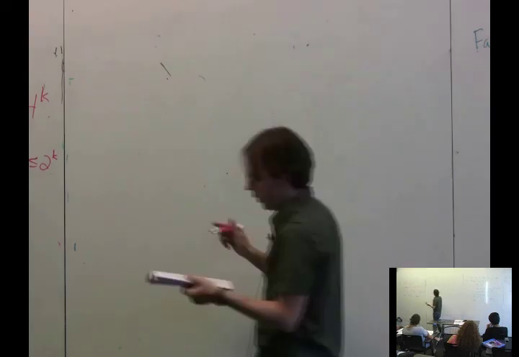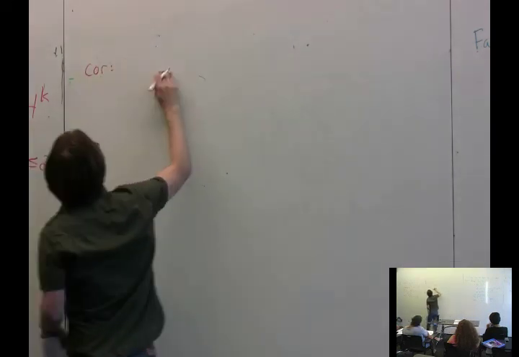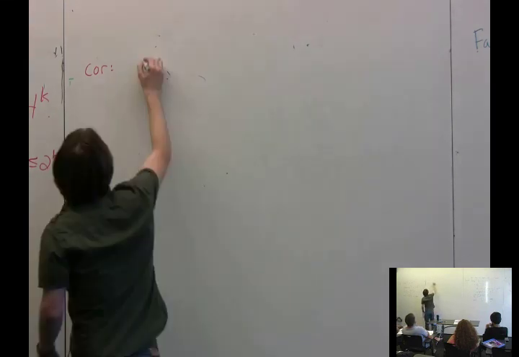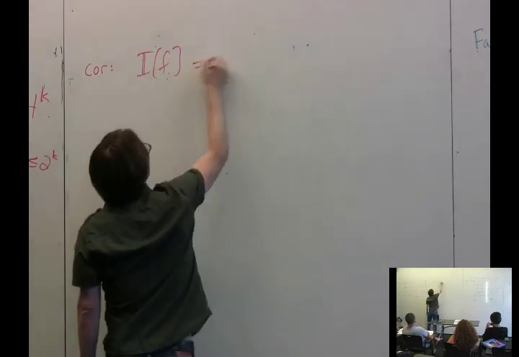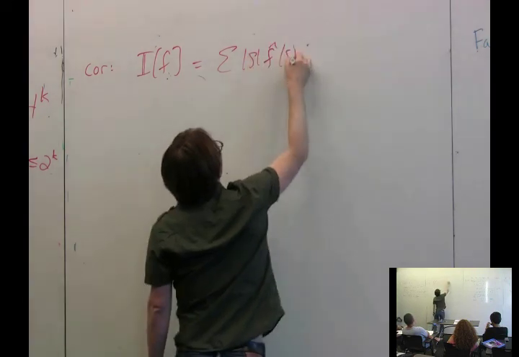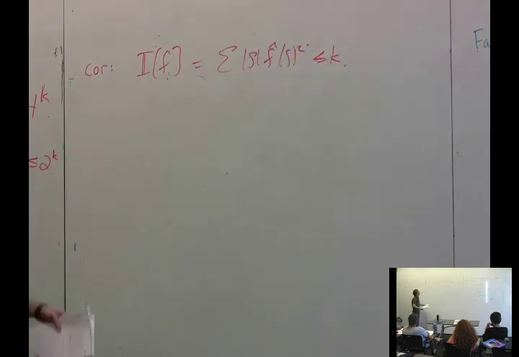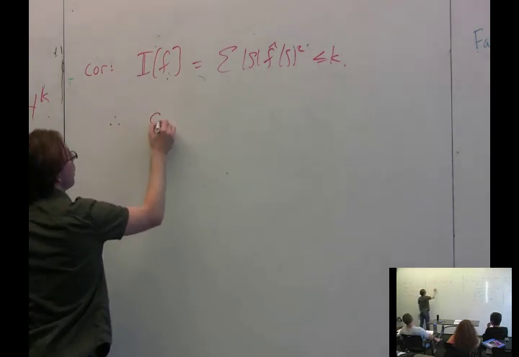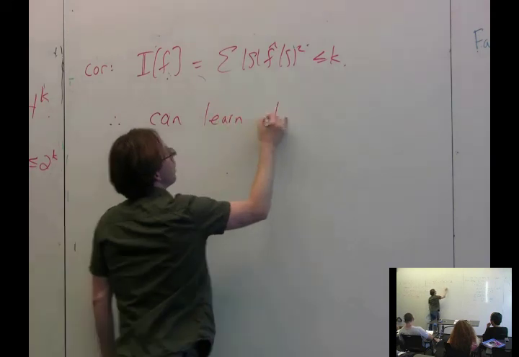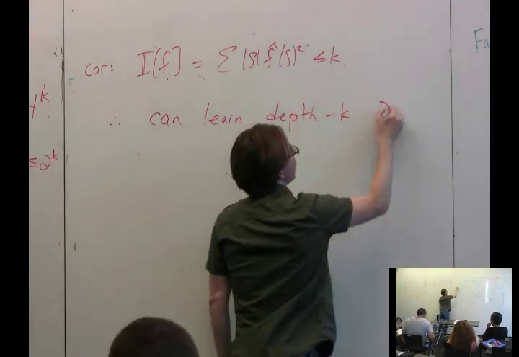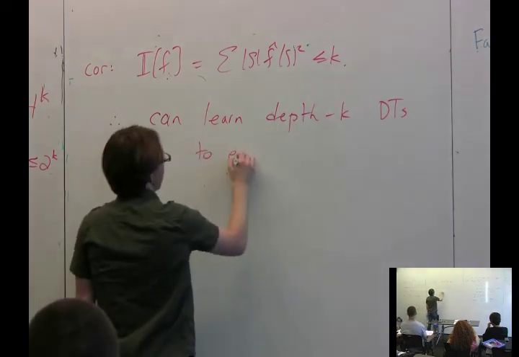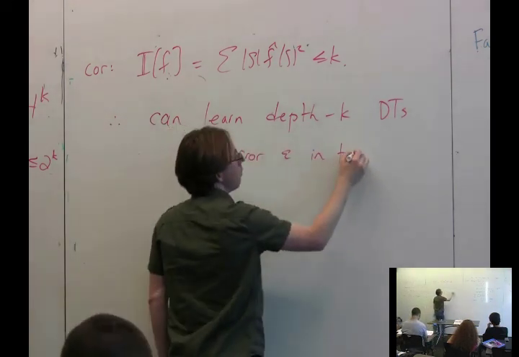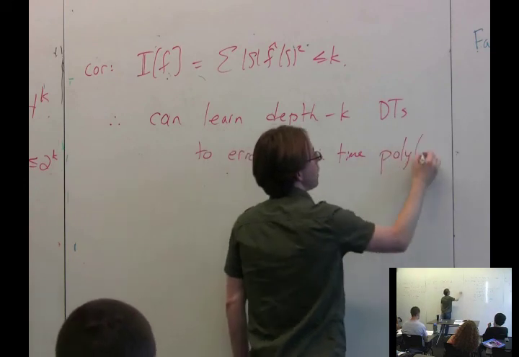So let me spend 1 second to say the learning conclusion. Well, certainly we also have that the total influence of f is at most k, because all of the non-zero Fourier coefficients are at degree at most k. And therefore, we know from the low-degree algorithm, you can learn depth k decision trees to error epsilon in time polynomial in n to the k and epsilon.